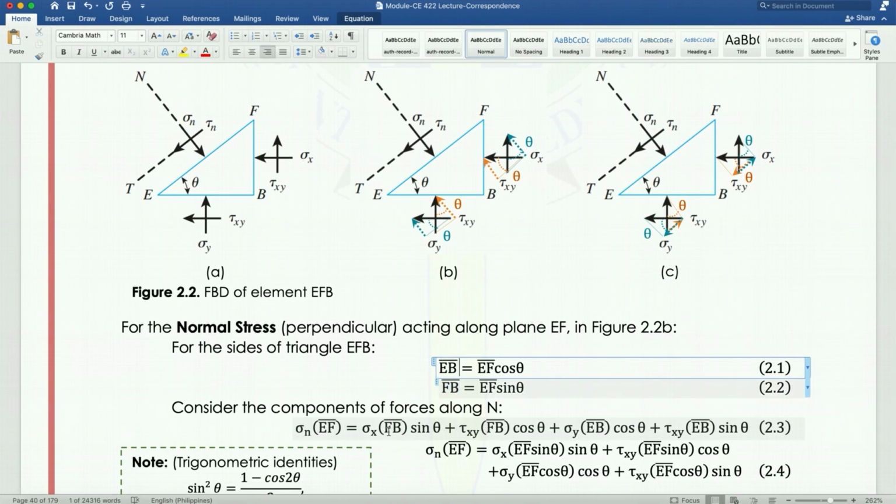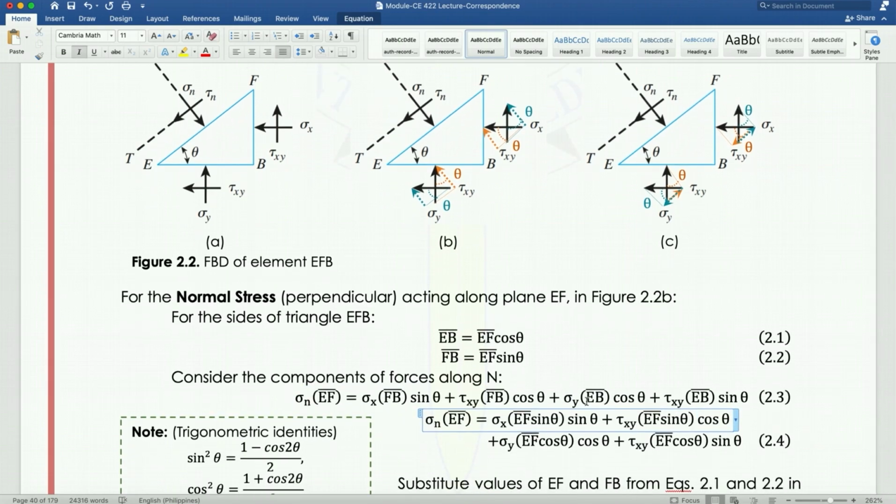So EB here from our equation 2.1 and FB here on equation 2.2. So substituting the value of EB and FB. So we have here EB and FB. FB here, FB here, we substitute. So sigma x, FB, so sigma x rather. Sigma x times FB, which is EF sine theta. So we have here EF sine theta times sine theta plus tau xy times FB. FB is EF sine theta, and we have there EF sine theta times cosine theta. So that is the second term.